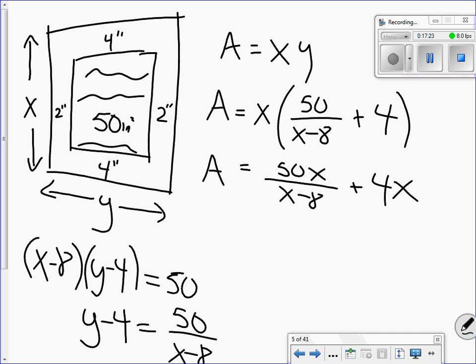Can x be a negative 3? No, because it's the length of our poster. Yep. Oh, yeah, because if x was 8, then we wouldn't have any printed material. Oh, that's smart. Oh, so really? Wow, you know what? That's the first time this came up today. So really, x is going to have to be greater than 8.